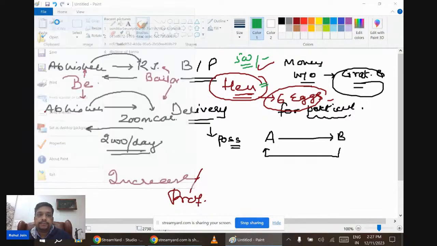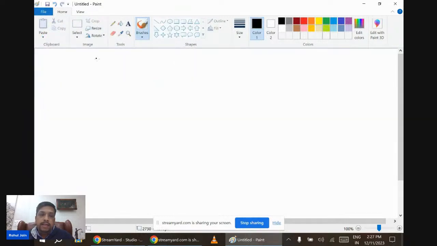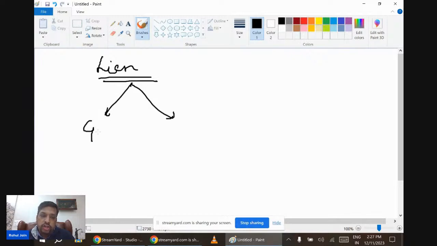Lien. What do you mean by lien? Lien means right to retain. Right to retain is known as lien, and lien is of two types: general lien and particular lien.